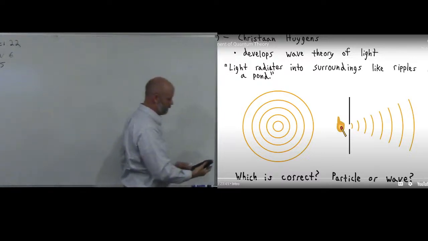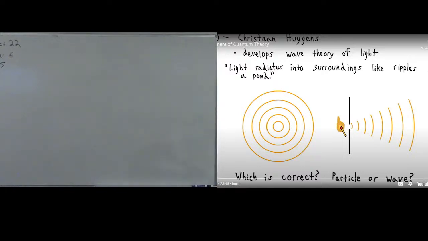Now, Isaac Newton, who's an incredible bigwig in science, throws his weight behind the particle theory, and so everyone sort of throws Christian Huygens to the wolves and says, if Isaac Newton is backing the particle theory, it must be correct. But there's still no way to tell definitively who's right and who's wrong.